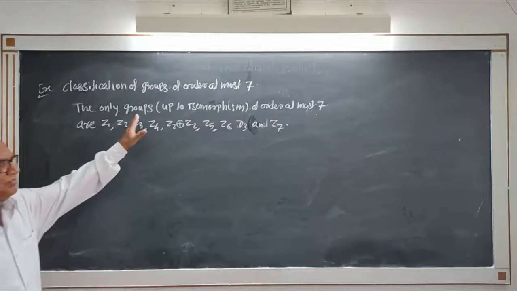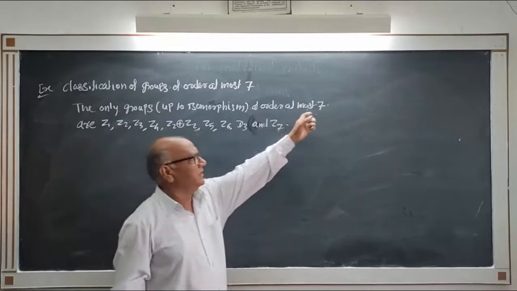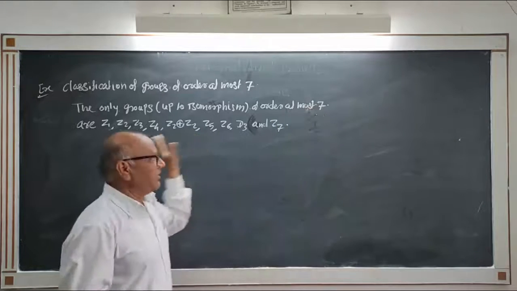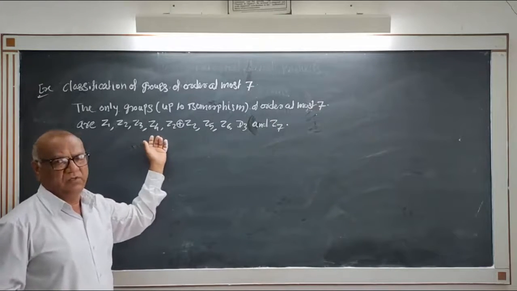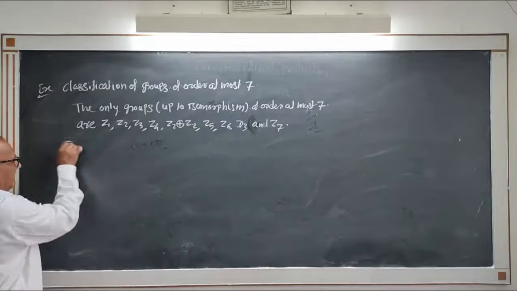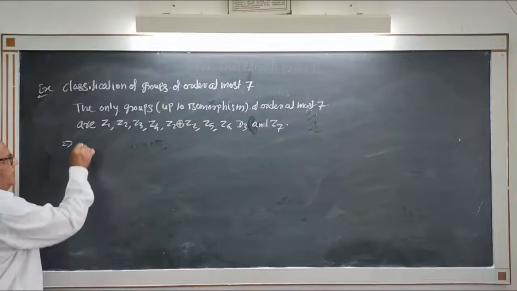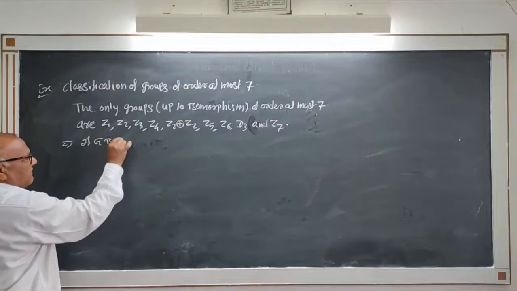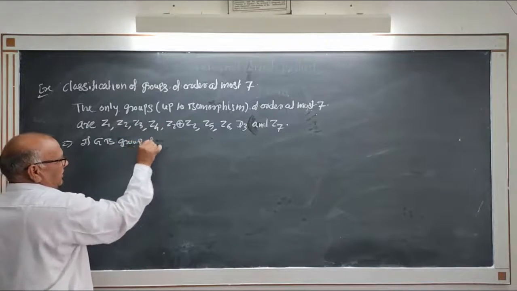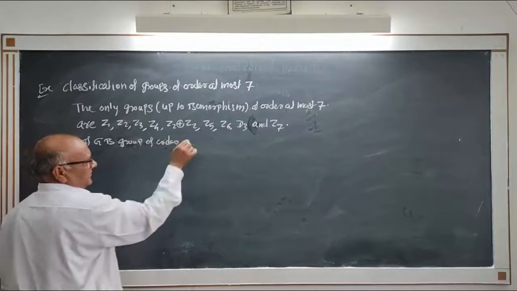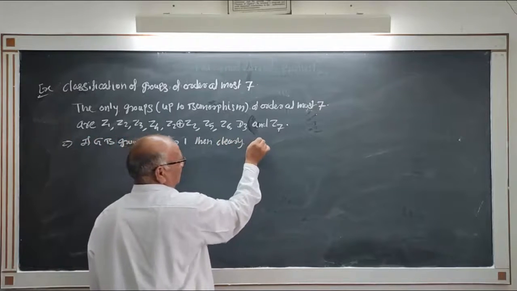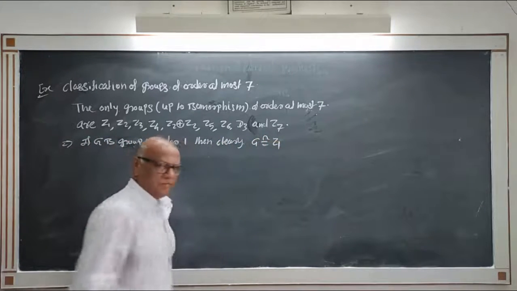That means any group of order up to 7 is isomorphic to one of these groups. Here, if G is a group of order 1, then clearly G is isomorphic to Z1.